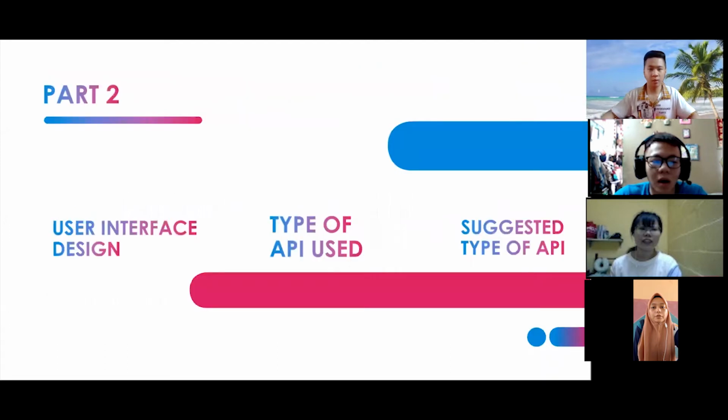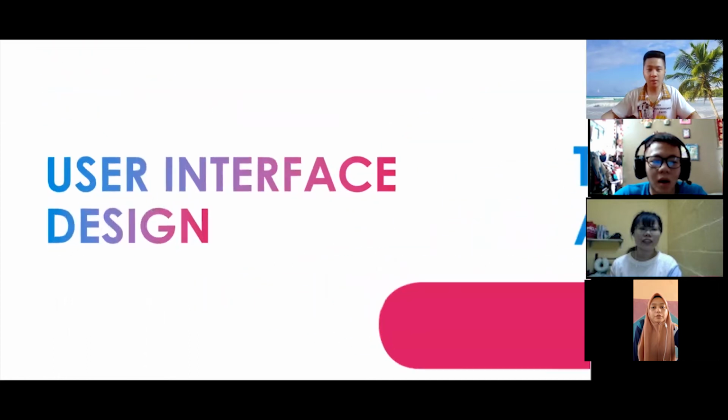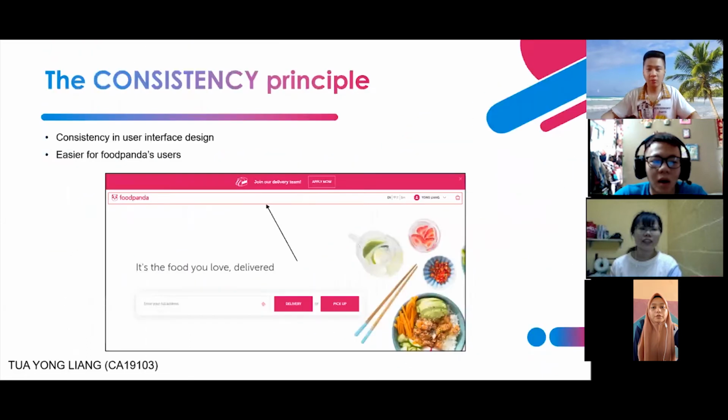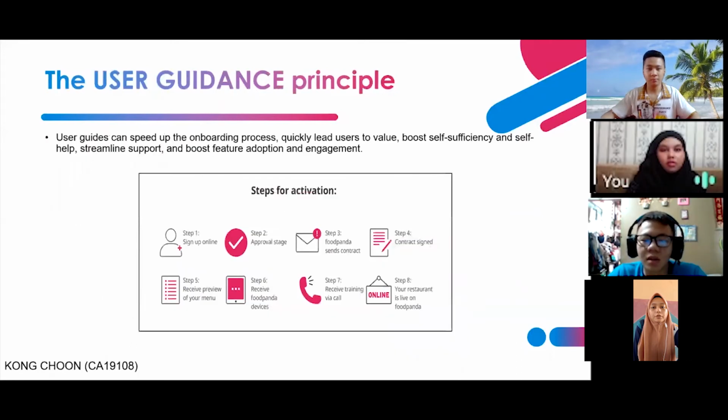In part 2, we have user interface design, type of API used, and suggested type of API. For the user interface design, the Foodpanda interface should be consistent and display an appropriate level of consistency. Consistency in user interface design is concerned with making sure elements on Foodpanda's pages are uniform. Commands and menus should have the same format. Command punctuation should be similar, etc. This will make things easier for Foodpanda's users and not force them to learn a new representation or toolset for each operation. The user guardian principle.